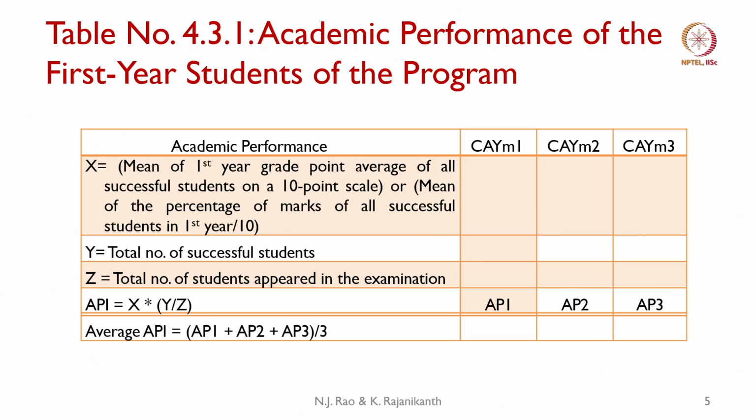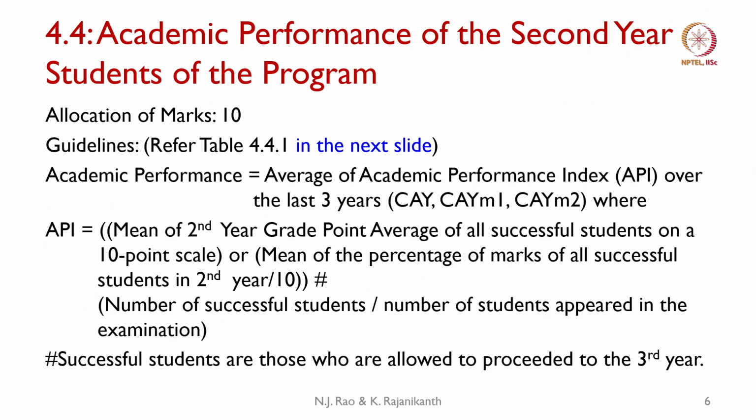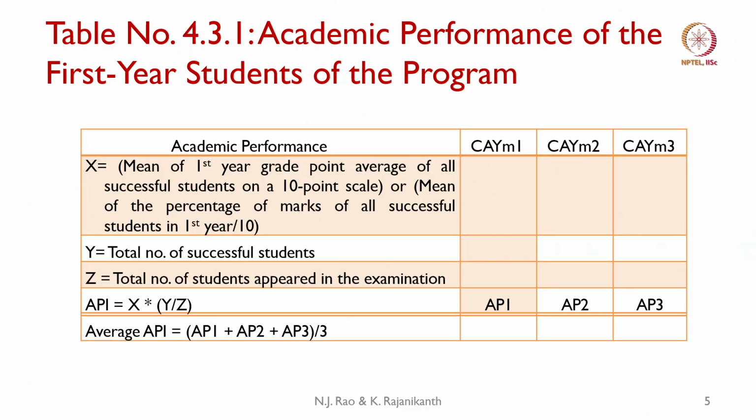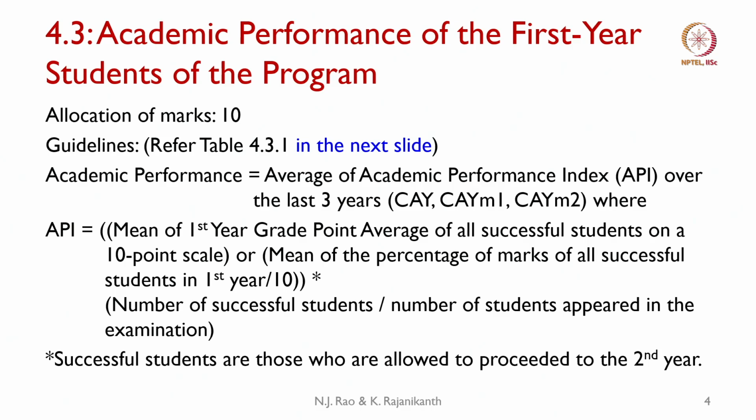Now, who are called the successful students? Successful students are those who are allowed to proceed to the next year. That means, if the student is in first year and has appeared for the examinations and is allowed to proceed to second year, then we consider that student as a successful student.